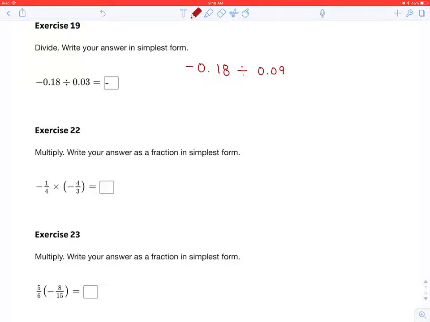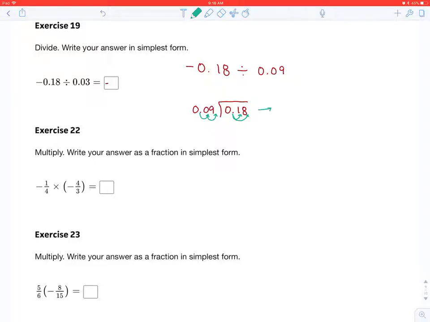Then I'm going to put the first number on the inside, so 0.18 on the inside, second number on the outside. And then I want to turn that outside number into a whole number, which means I need to move the decimal over 2 places, which means I need to move the decimal on the inside over 2 places. If I move the decimal on the outside over 1 place, then I would only move it on the inside 1 place as well. So you've got to make sure that you're moving it the same amount every time.